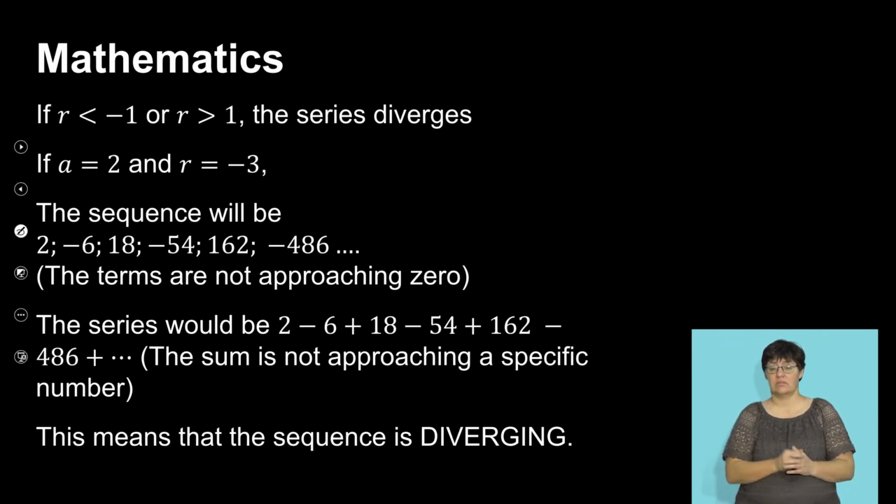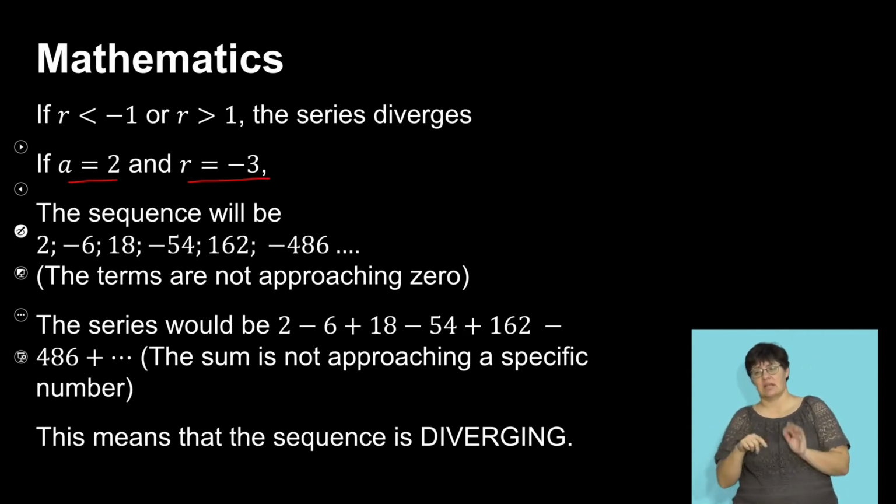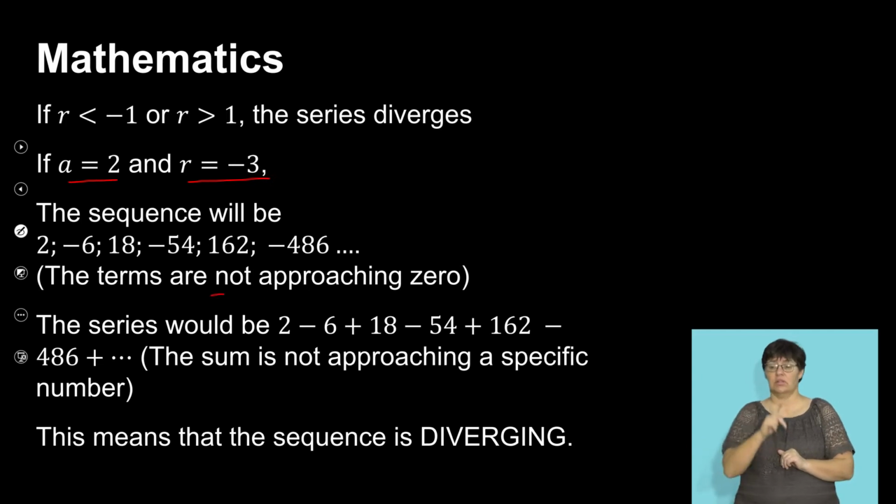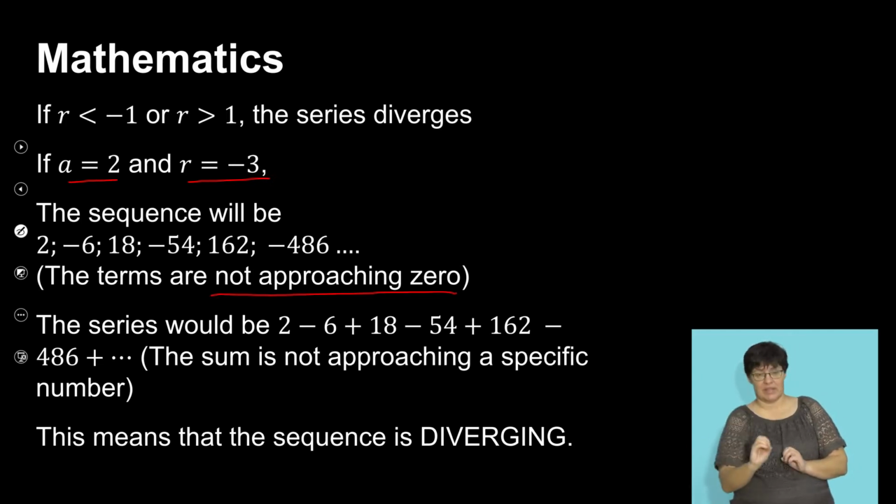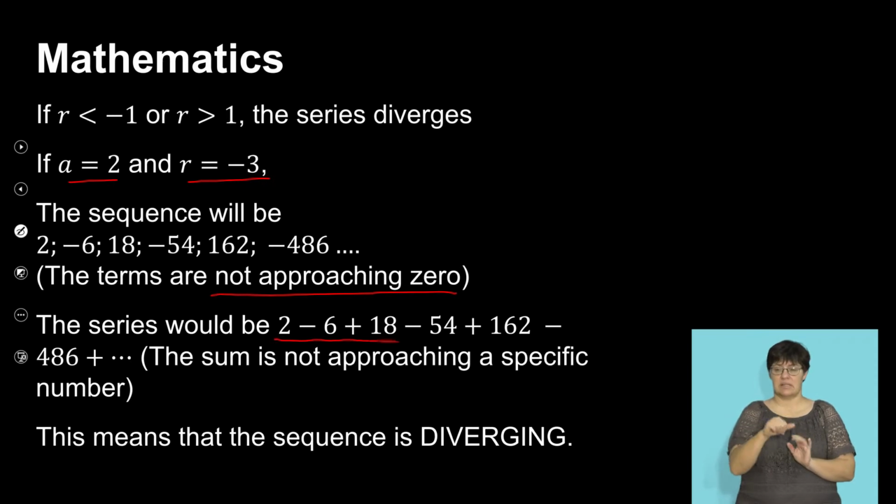Please note, the next example is essentially saying that if we have a ratio that's less than -1 or a ratio that's bigger than 1, the series will diverge. In the next example, we can see that if a is 2 and if r is -3, the sequence will be 2, -6, 18, -54, going on. Again, the terms are not approaching 0. The series would be 2 minus 6 plus 18, going the whole way up to plus or minus 486.